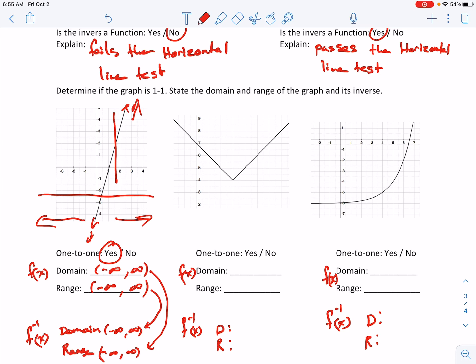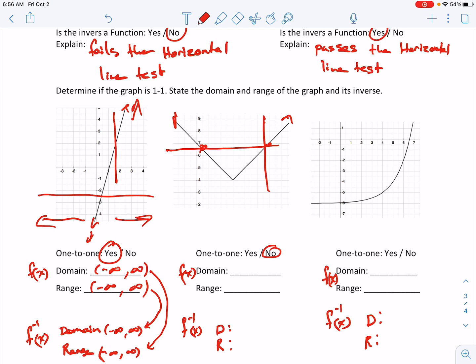Okay, this next graph will be the graph of an absolute value function, like the absolute value of x plus something. We'll get into absolute values later. For right now, let's just state domain and range, and whether or not it's 1 to 1. It's going to pass the vertical line test, but it is going to fail the horizontal line test. So this is not a 1 to 1 function, because its inverse will not be a function.